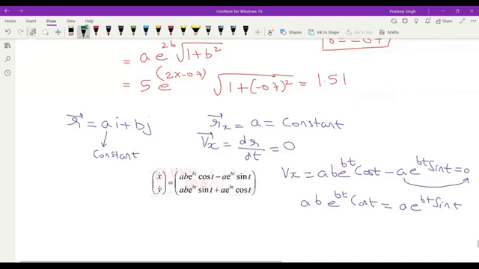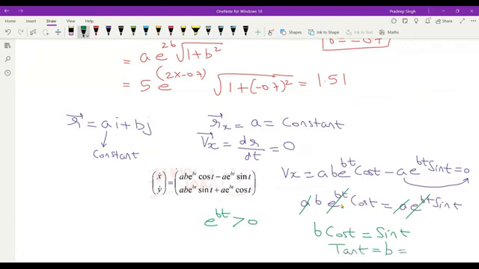Let's see which terms can be cancelled out. The a on both sides will get cancelled out. In this expression, we can also cancel out the e to the power bt, as we know e to the power bt is always greater than 0. Eventually, we get b cos t equals sin t. And on simplifying this, we'll get tan t is equal to b.